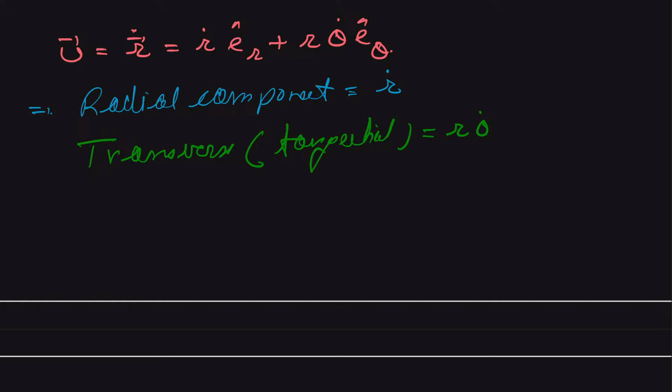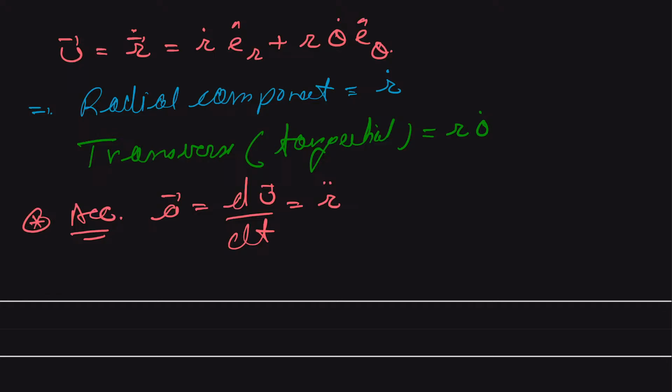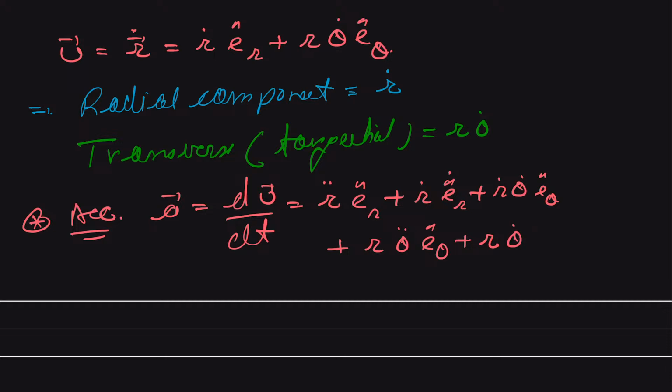So we can say our acceleration, that is our a, will be equal to the derivative of our velocity, and that will be giving us our r double derivative e_r plus r single derivative, the unit vector first derivative, plus r single derivative theta single derivative, and this is our e_theta, plus r theta double derivative and unit vector e_theta, and finally r theta single derivative and e_r derivative.